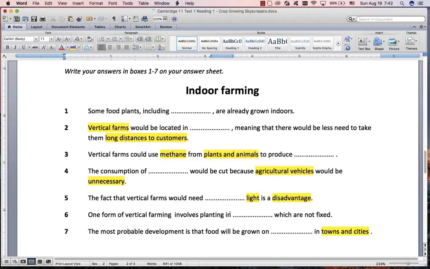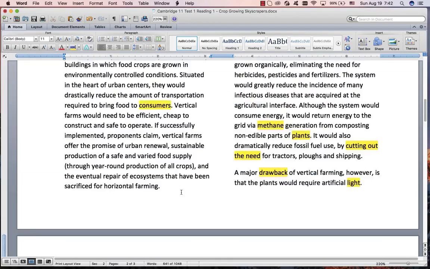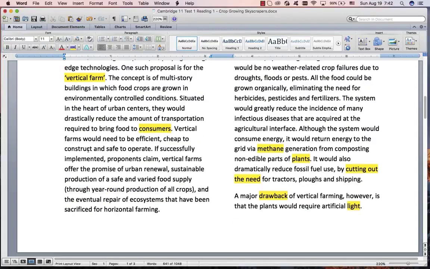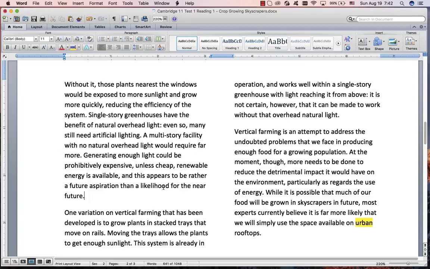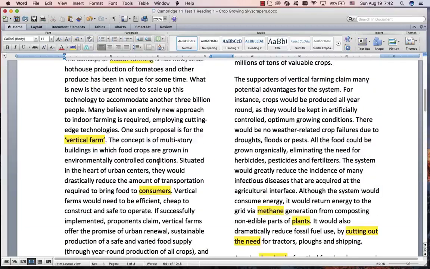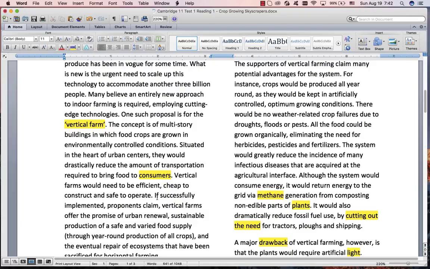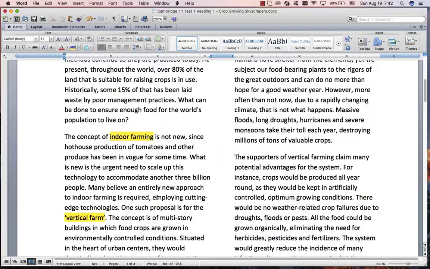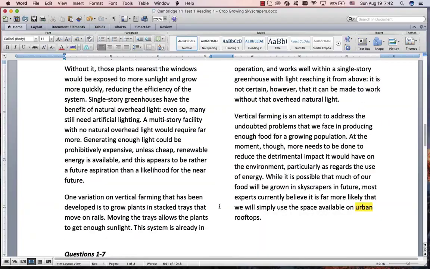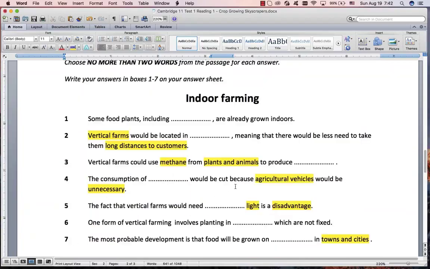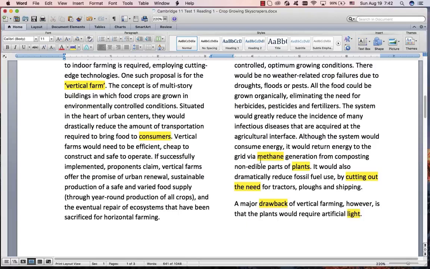Okay, so I'll just say a couple of things about that. Vertical farms, the inverted commas helped us. Inverted commas often introduce important information. Customers, and they paraphrased or they gave a synonym. Consumers, no problem. Then they made it very difficult here because they skipped all of this. And the next one that we were looking for was methane from plants and animals, and it was all the way over there.